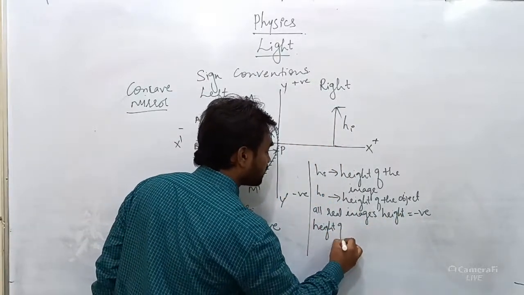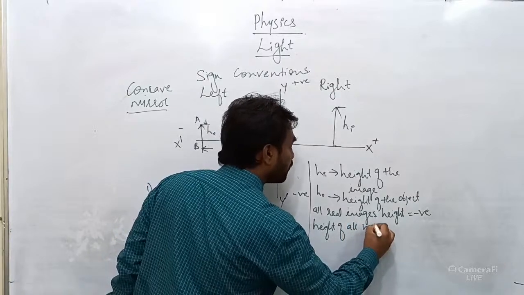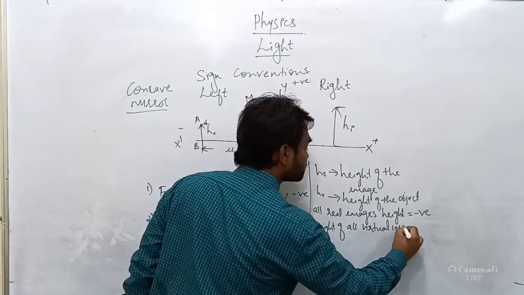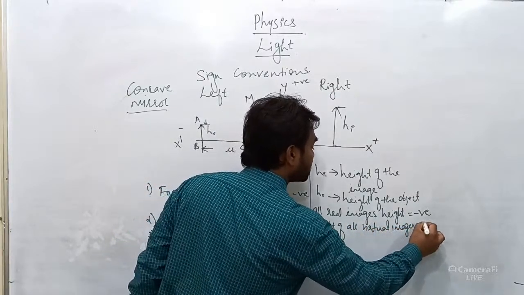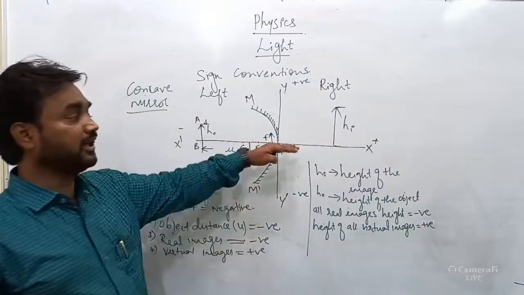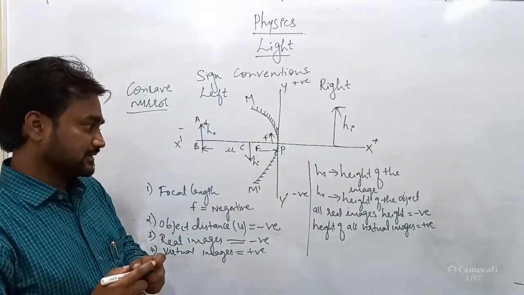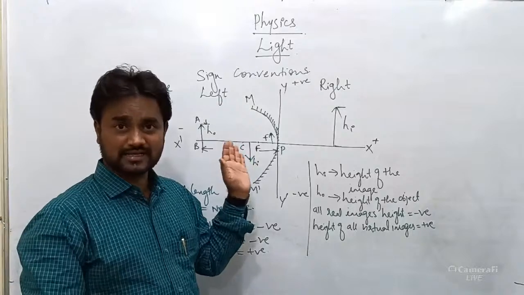Height of all virtual images is taken as positive because they will be above the principal axis. This is all about sign convention.